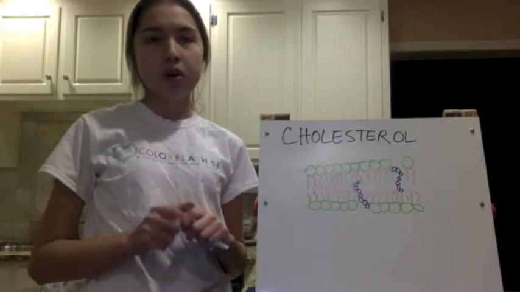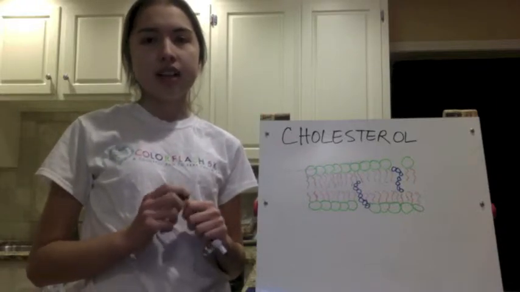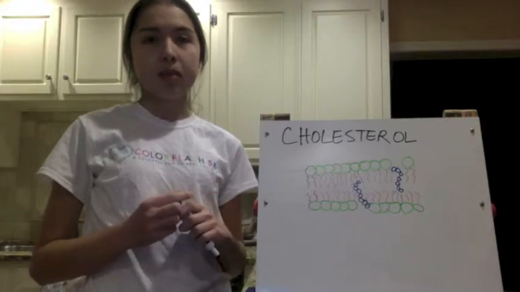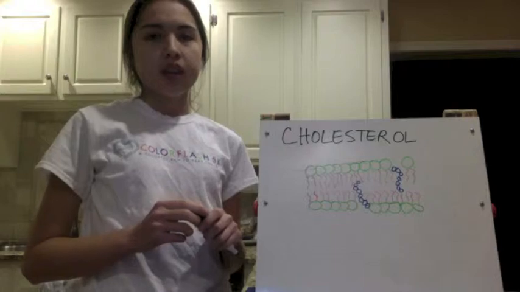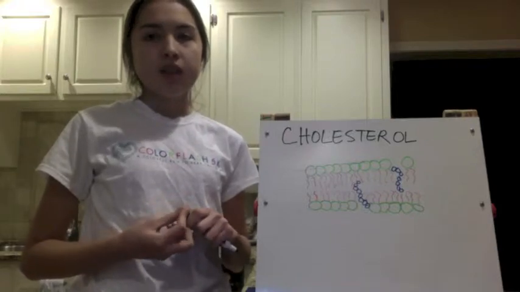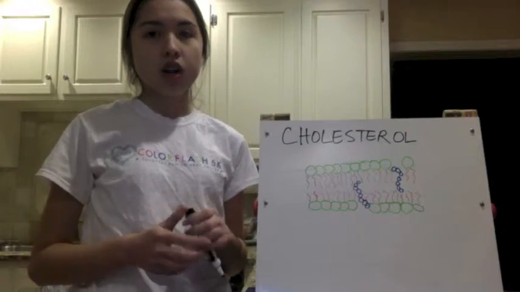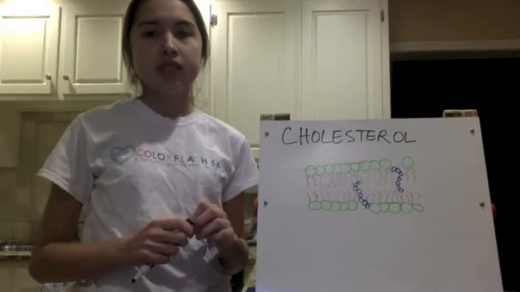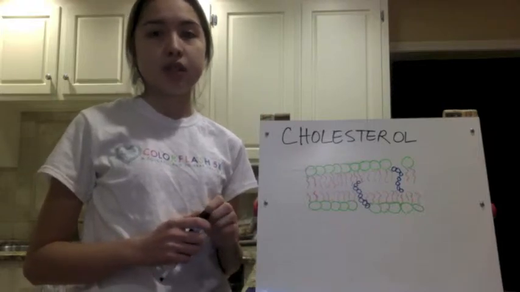Cholesterol is another component of the cell membrane. It is found in every cell and it is very abundant in the membranes. And it plays a very important role. It's found in the phospholipid bilayer and it makes the cell stronger. And it also has different effects on the membrane's fluidity at different temperatures.